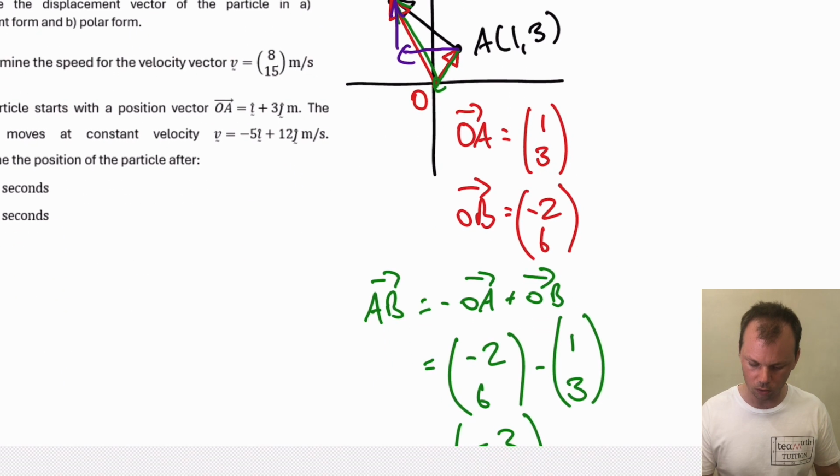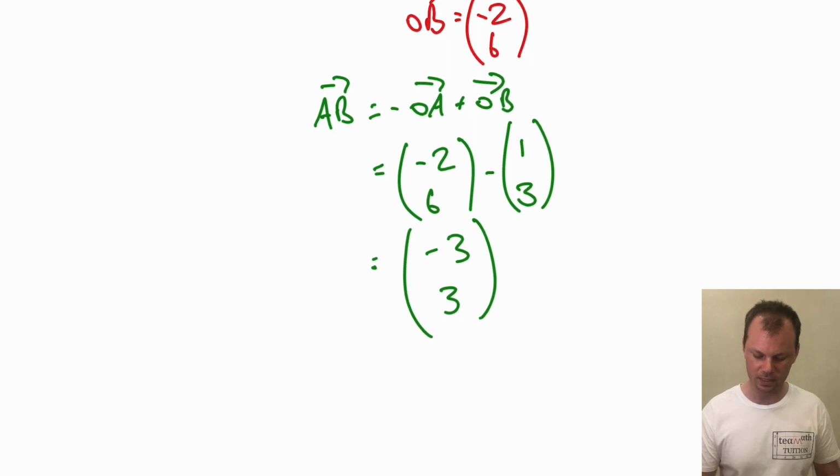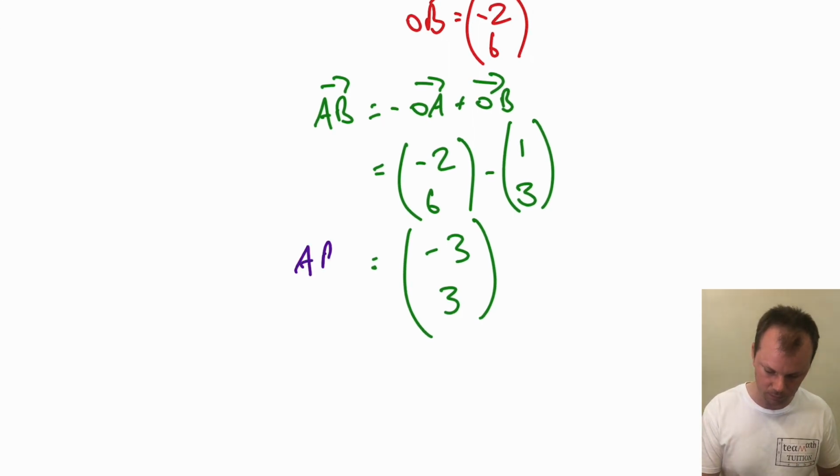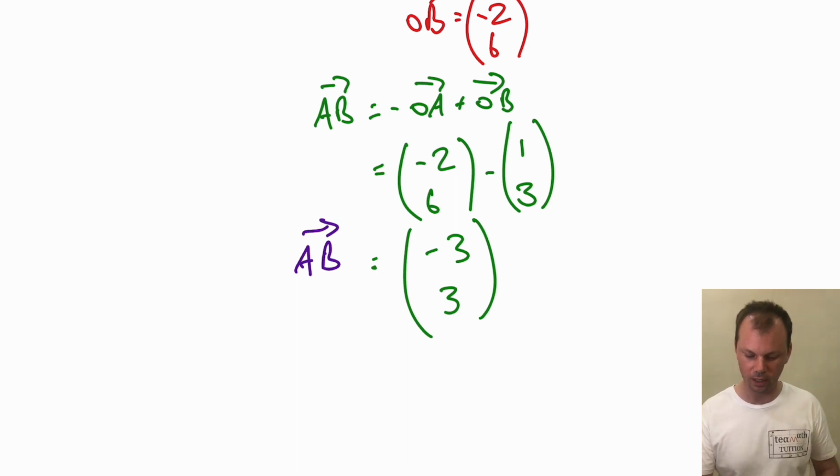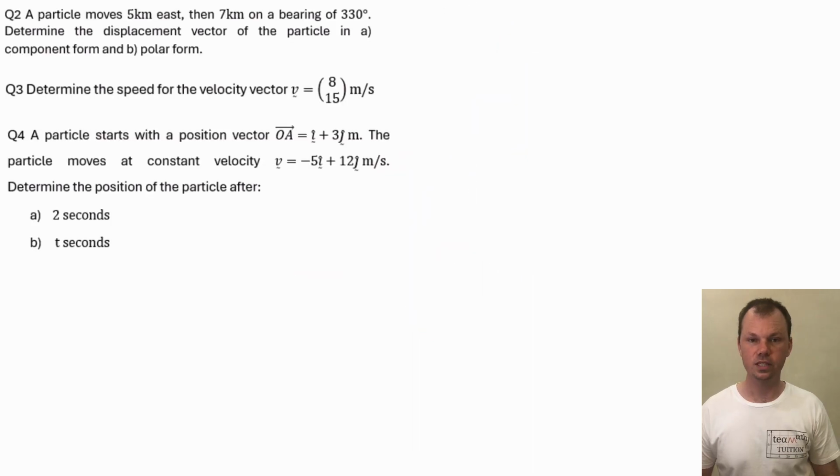So note that with this particular example, this displacement, we've got a distance, which would be the magnitude of this vector, but we also have a direction. We could find a direction of that. We could express it in polar form if we wanted to, where we have a magnitude and a direction. So that's question 1. Question 2.